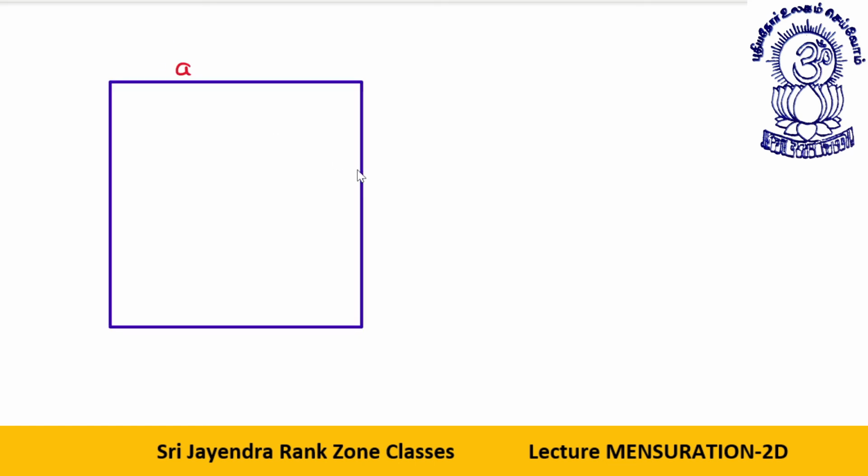This side is A, this side is A, this side is A, this side is A. What is the area? Area is equal to A square. Okay, let's say this is the diagonal.